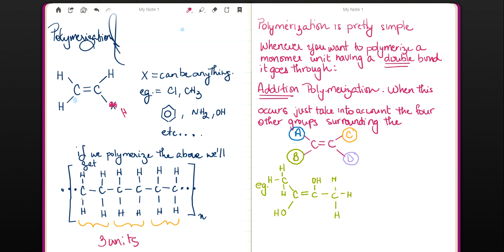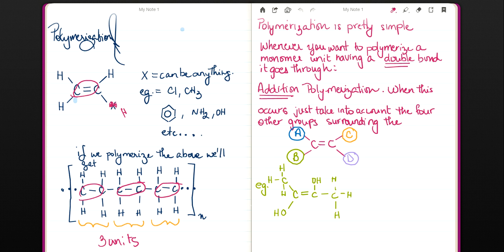See, it's the same thing. It's the same 2 carbons like up here. That's repeating itself throughout, 2 carbons and 2 carbons again. Okay. So polymerization is pretty simple. Whenever you want to polymerize a monomer, units having a double bond, it goes through addition polymerization.